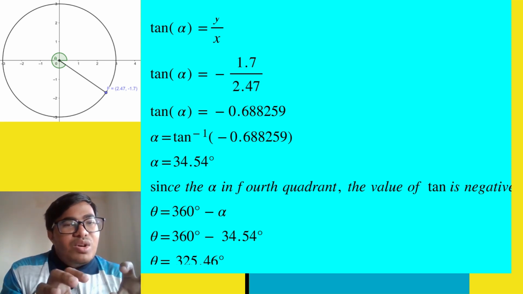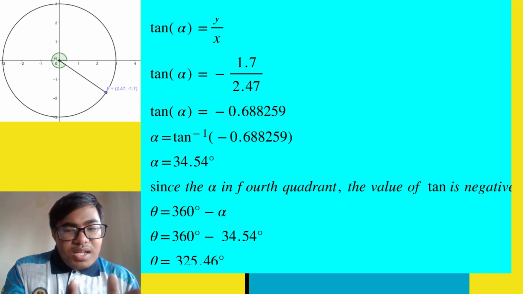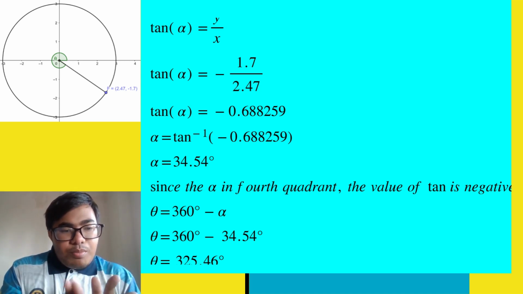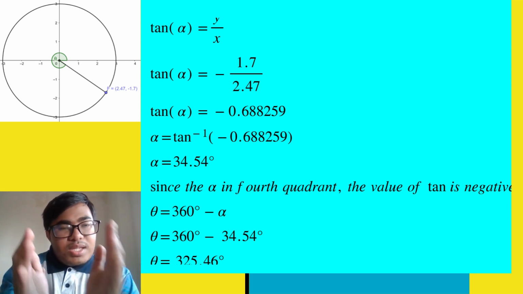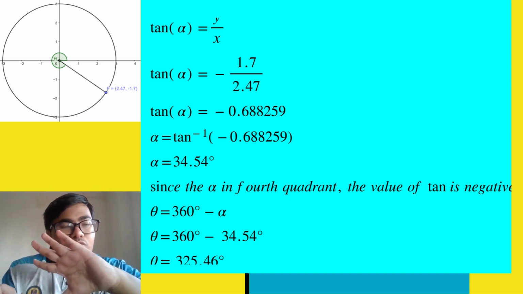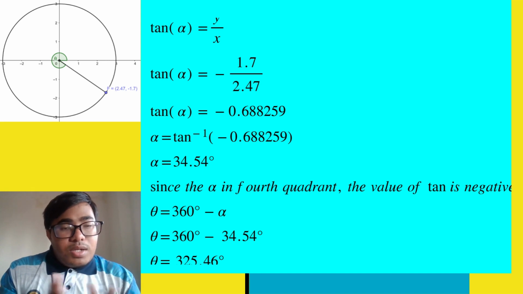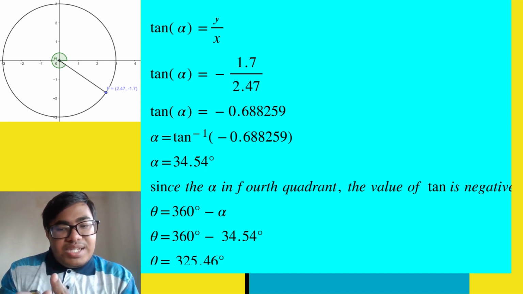So what is the value of alpha? Alpha will be equal to tan inverse of 0.688259. Okay, take the positive value, not the negative one. Just take the number only, don't take the negative. If we take the negative, it will be completely incorrect. Okay, so we get alpha equal to 34.54 degrees.